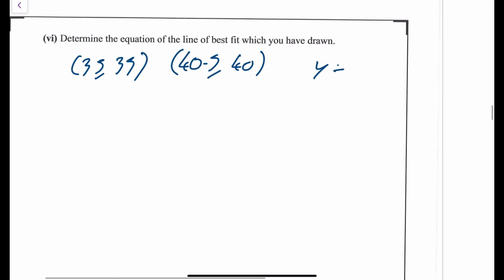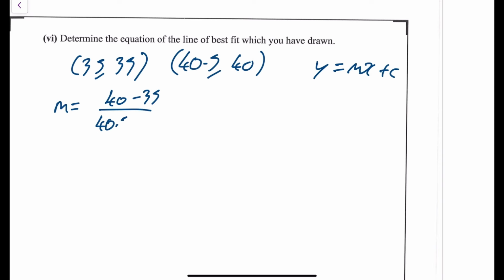Okay, and my line of best fit, it's a straight line, so y equals mx plus c. m is your gradient, it is your y difference. So no, that's wrong. It's my y difference, which is my y values are 40 and 35, and then my corresponding x values are 40.5 and 35. When I fired that into my calculator, the exact value it gave me was 10 over 11. So my equation is y is equal to 10 over 11 x plus c.